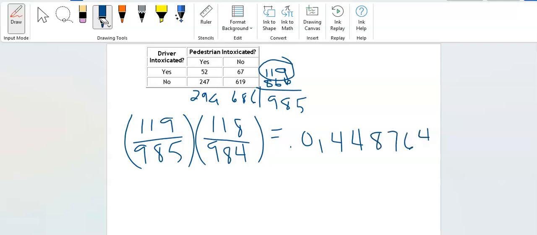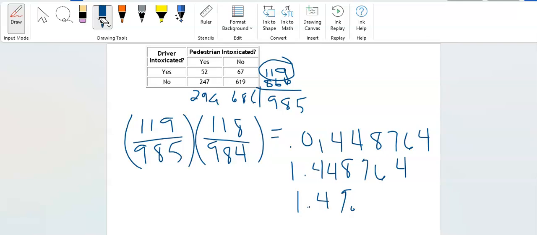All right, so let's change that into a percent. So let's move the decimal 2 places, which makes it this. All right, now it told us though to round to 1 decimal place, so that's going to be 1.4% chance that both drivers were intoxicated when the pedestrian was hit.